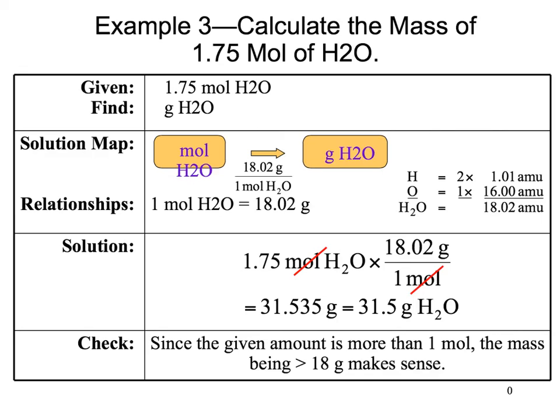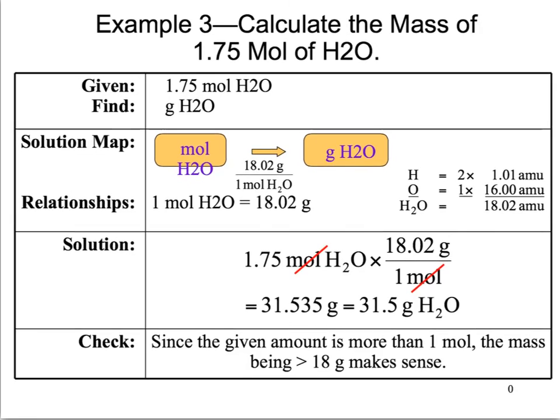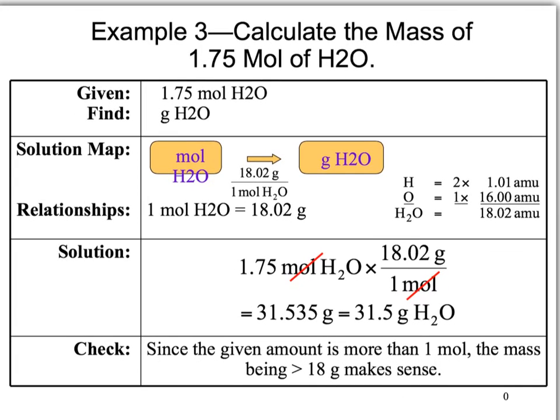In this final example, we have to calculate between mass and moles. Calculate the mass of 1.75 moles of water. We are given 1.75 moles of water. We are asked to find grams of water. This will be a one-step conversion, converting between moles and grams.